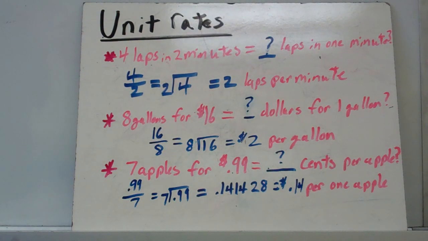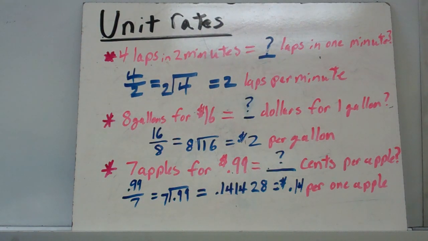For the next example we have 8 gallons for $16. How many dollars is it for 1 gallon? So we'll take 16 and divide that by 8. Again we know that is going to be 2, so it's $2 per gallon. That's how much you would spend.